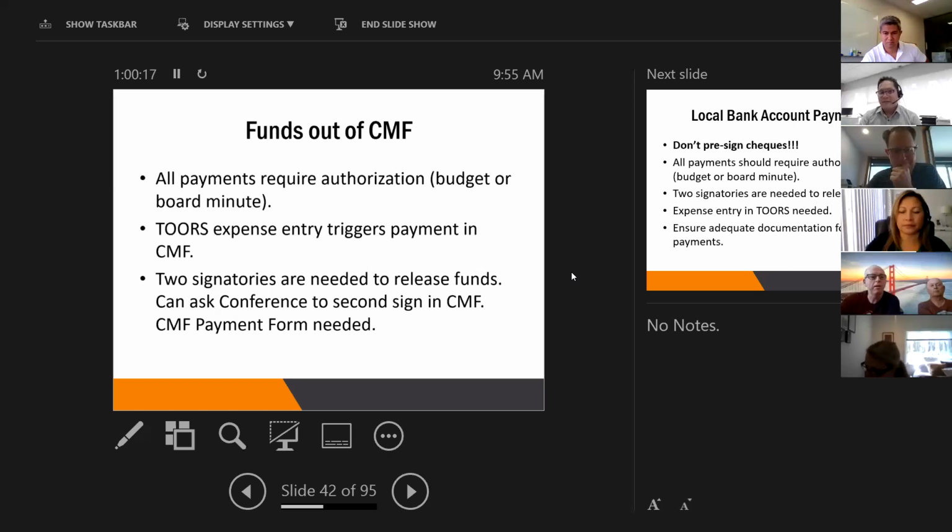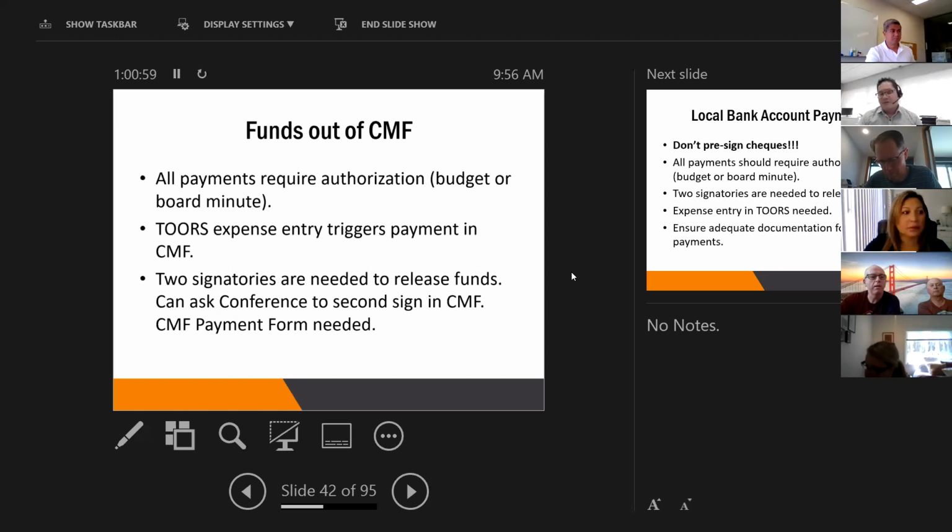And TORS expense entry triggers payments in CMF. So it's a good system because you have the bill in front of you, for example, water or electricity. You go on TORS, create the expenditure, and then hit process. And then the system automatically generates a payment on CMF. And then you need a second person to come in and authorize that. And then that's paid to your supplier. So it records the expenditure and also creates the payment for you.